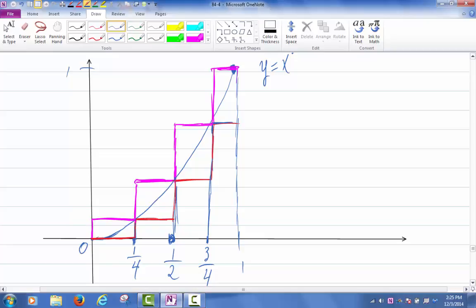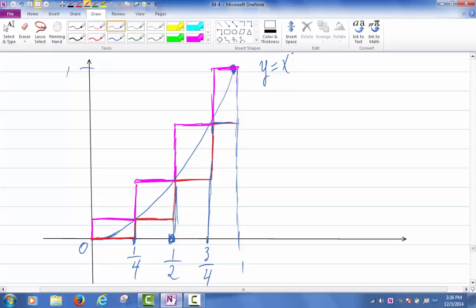So what does L4 represent? It's the total area of the red rectangles, right? L4 is the total area of the red rectangles. Now, suppose that I am trying to estimate the area below the graph of x squared above the interval from 0 to 1. What would you say? L4 is an overestimate or an underestimate? Underestimate.